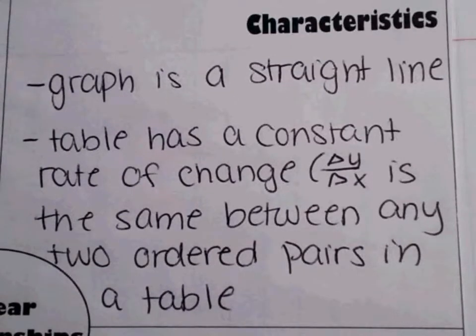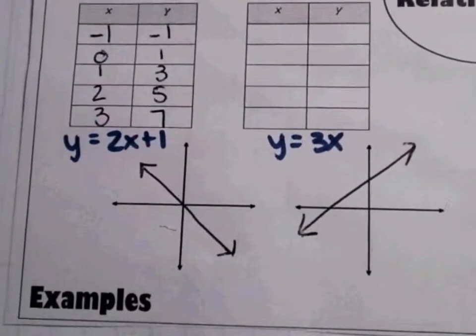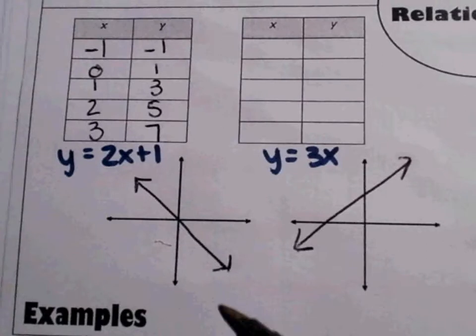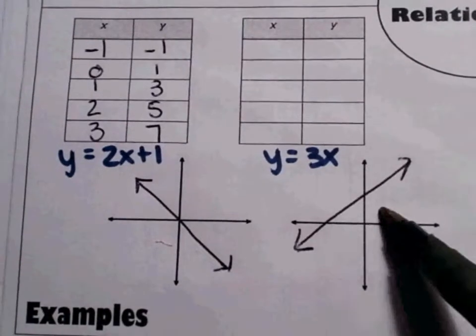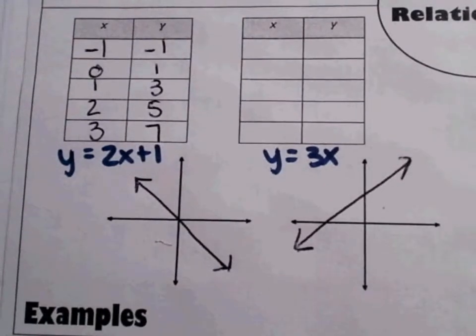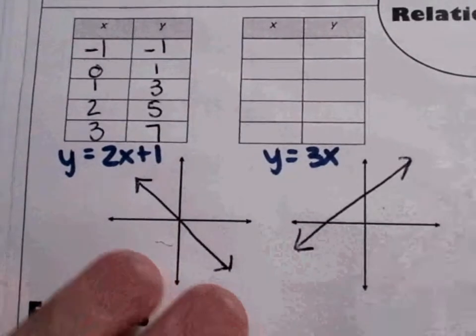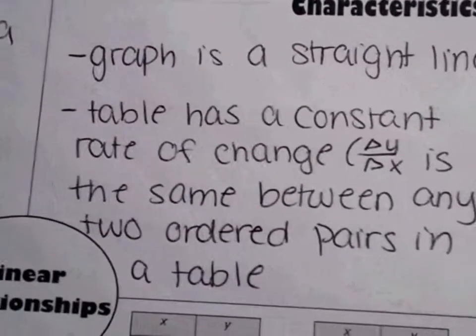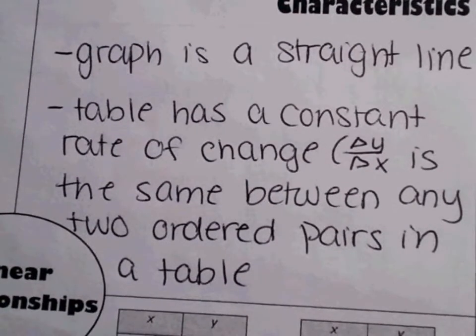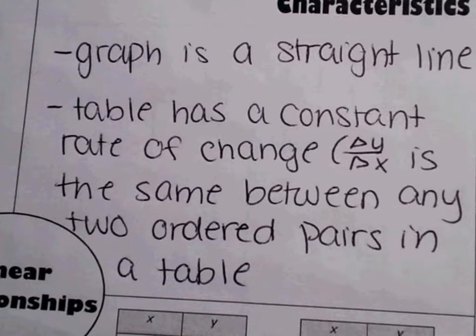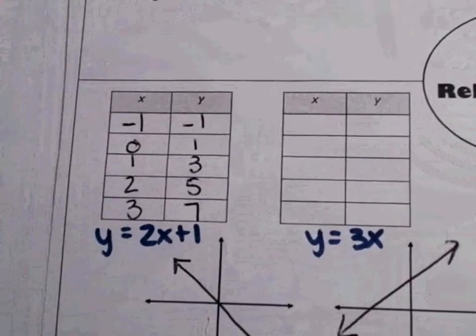Okay, so when we were looking at examples and non-examples, our examples here obviously are straight lines. They don't necessarily have to go through the origin, but they are straight lines. Now, in a table, one of the characteristics was a constant rate of change, delta y divided by delta x is the same between any two ordered pairs in a table. Let's go ahead and test that theory out.